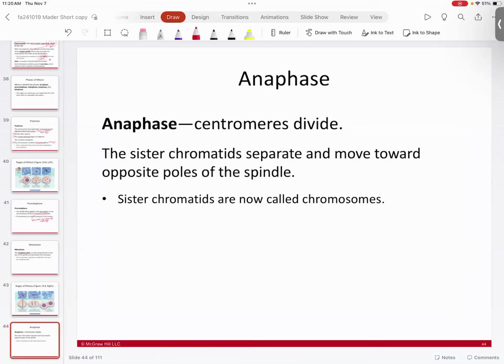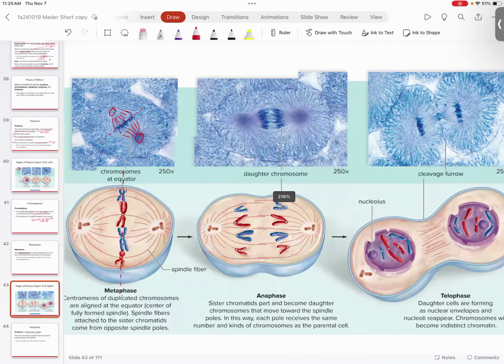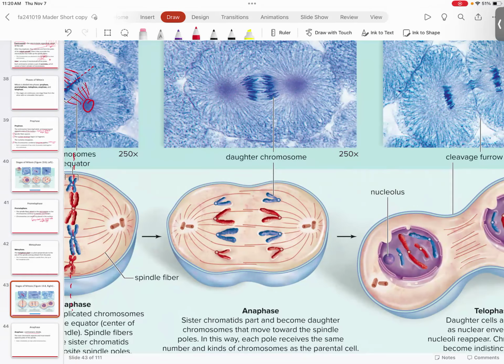Then in anaphase, essentially your centromeres divide. The sisters are separated to both poles as the poles pull them toward themselves. Here you can see the 2 poles start to pull the chromosomes toward them. So you have half of the sisters going to one pole, the other half going to the other pole. You can see how these are going to this pole, and these are going to this pole. That's anaphase.